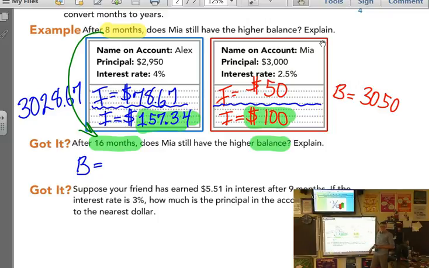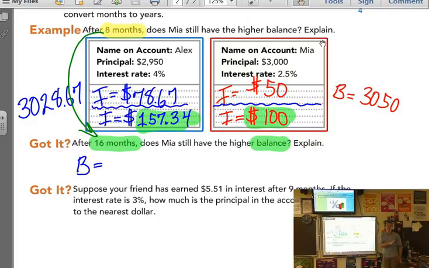You would add the balance you had after 8 months with the amount of interest you earned for 16 months. So wait, I earned interest for that first 8 months, and then I earned 16 more months of interest? No. So he had 3,028. Wait, no. How much money did he have? Okay, he had $2,950. Then after 8 months, he earned 4%. Do we care about 8 months now, though? Nope. So forget about your 8 months.